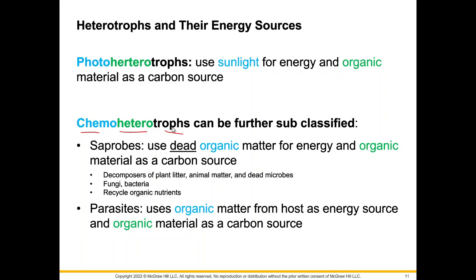Chemoheterotrophs can be further classified, just like we were talking about earlier, into saprobes and parasites, and it's going to be dependent on whether they utilize dead organic matter or a live host as a food source. And both of them, since they have the term hetero in there, will utilize organic materials as their carbon source.